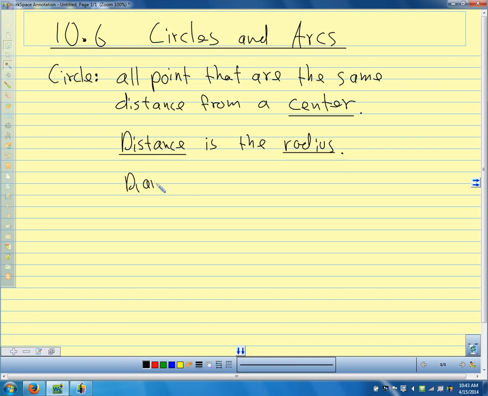The diameter. How do we find the diameter of a circle? How are the diameter and the radius related? Radius is half the diameter. The diameter is twice the radius. So the diameter is 2 times the radius. So 2 times the radius gives us a diameter, or half the diameter gives us the radius.